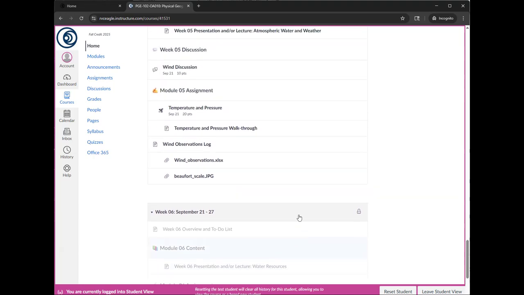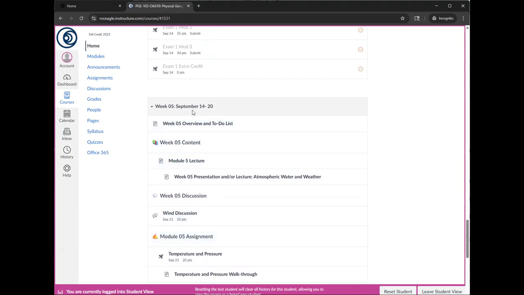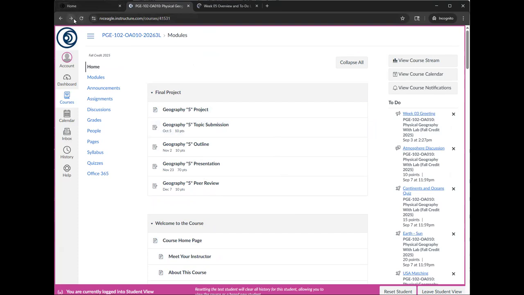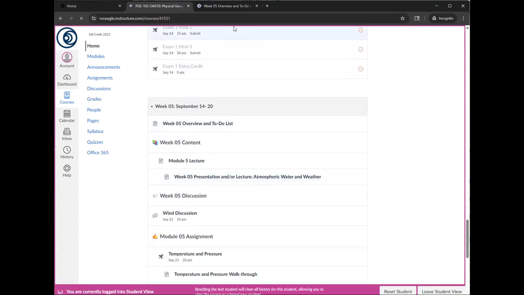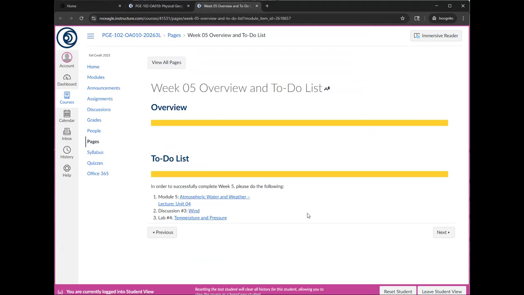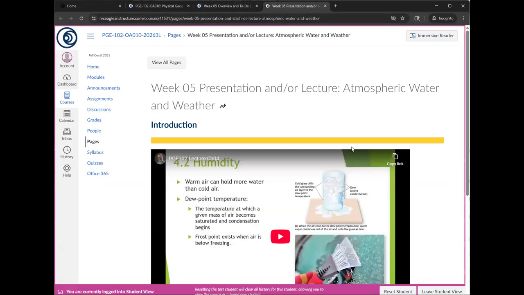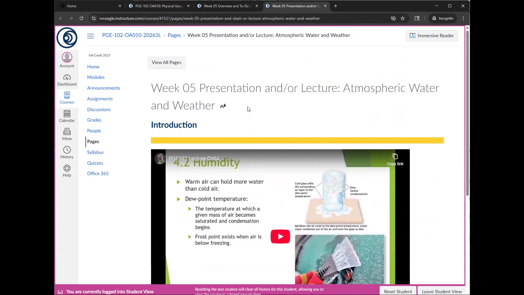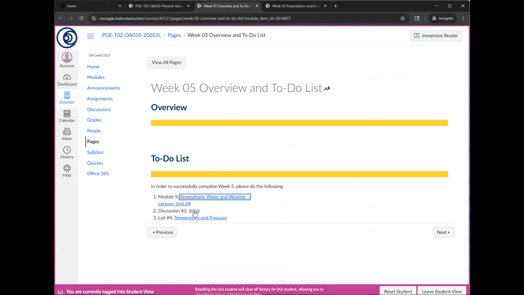Now let's jump into today's module. Week 6, September 14th through the 20th. Today is September 15th. So let's look at our overview and to-do list. Okay, jumping into our overview and to-do list. Looks like we have 3 major things this week. The first one is our unit lecture, and it is atmospheric, water, and weather. So again, you have the video there, you have PowerPoint, and you have the PDFs of that. Now, after that, we will have a wind lab this week.